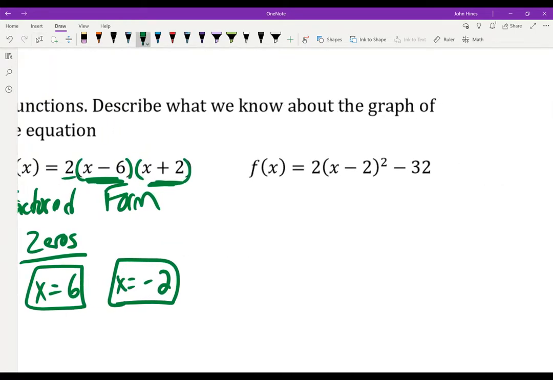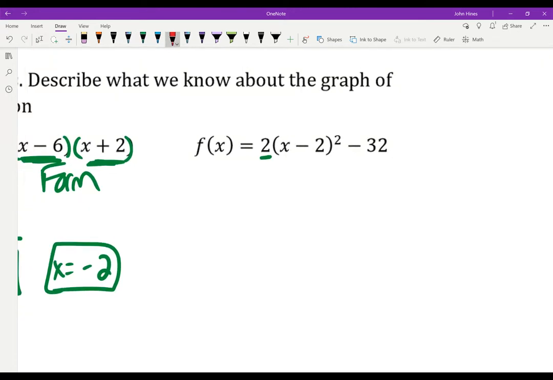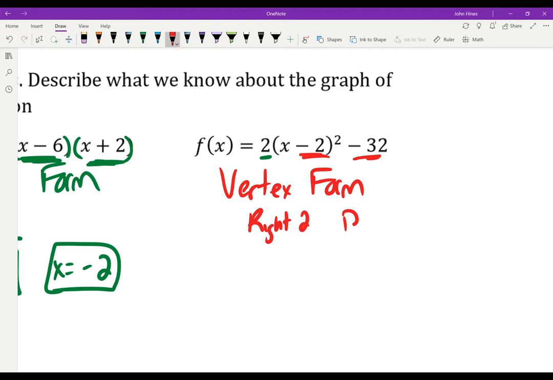Again, we know the leading coefficient is 2. And again, this last form gives us the leading coefficient of 2, but what it gives us is the transformations. It gives us the vertex. Hopefully you noticed that this was vertex form. It's written as something squared, and I can tell you the transformations. The transformations are right 2 and down 32.